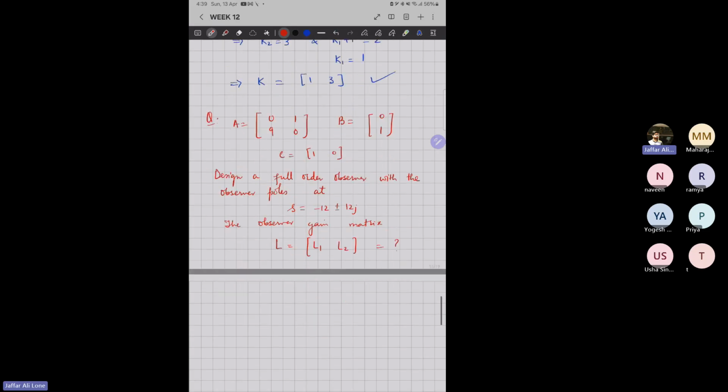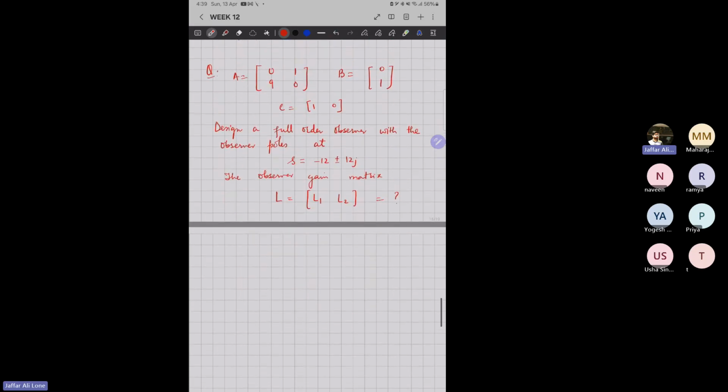So again, we're not going into the details of theory. I'm assuming you know what an observer is, why we need to design it, the theory behind this, and what the structure of the observer is. I'm assuming you know everything, so you just have to go through the lectures. Now in these questions, you again start with the desired pole locations.